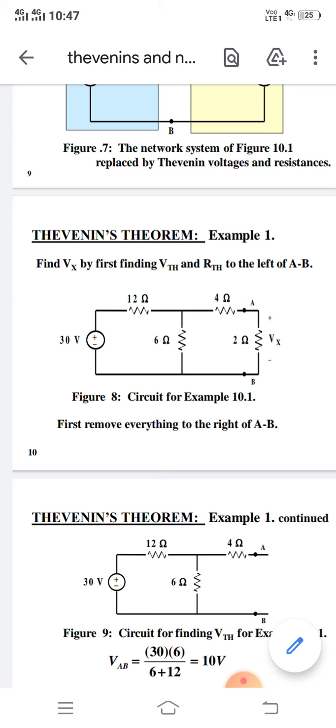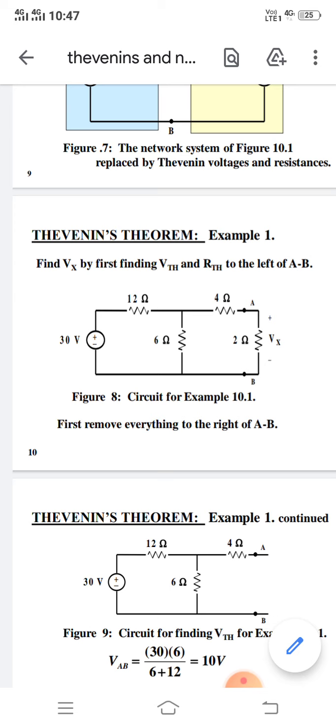6 ohm, 4 ohm, 12 ohm. The problem says find Vx by first finding Vth and Rth to the left of A to B. The problem mentions the left half of A to B.